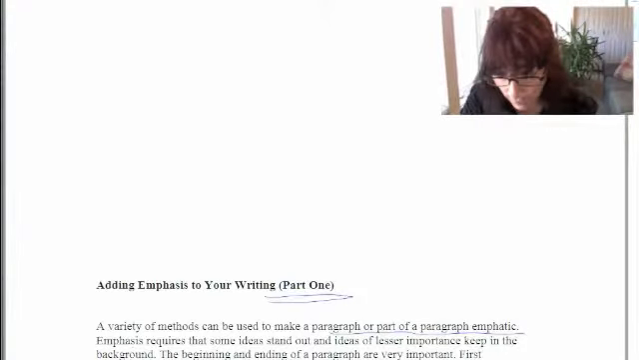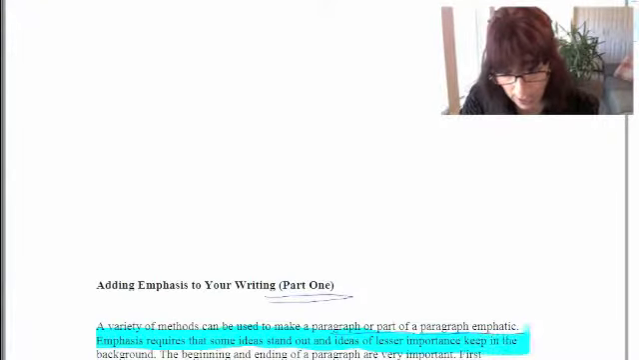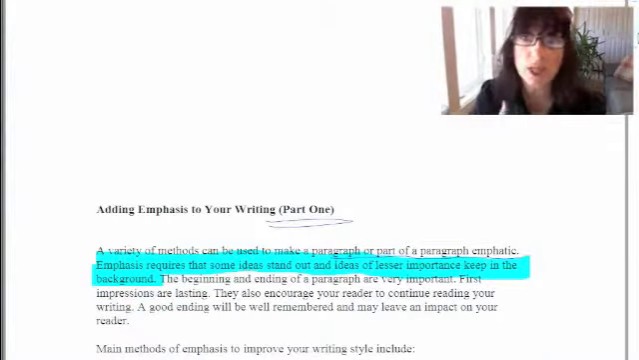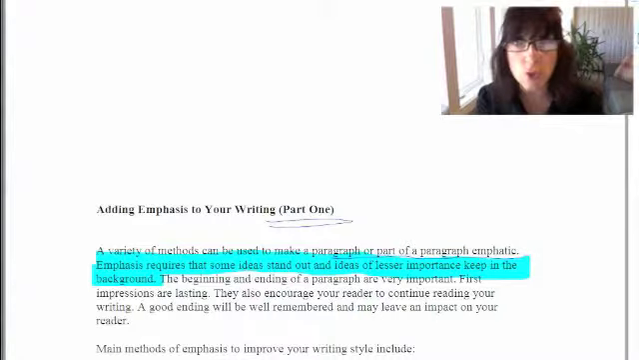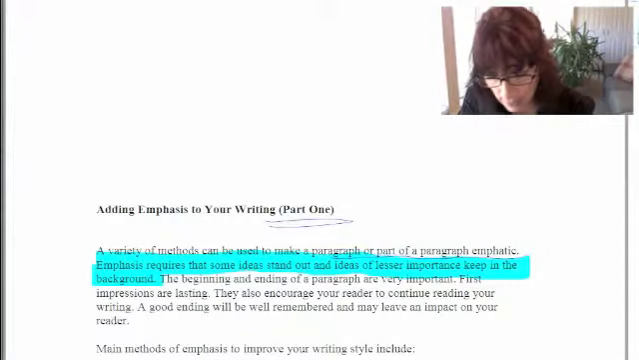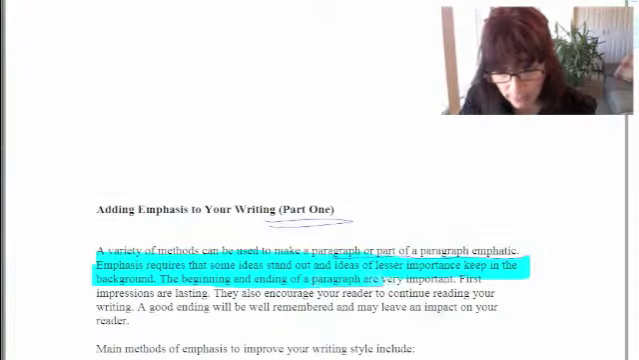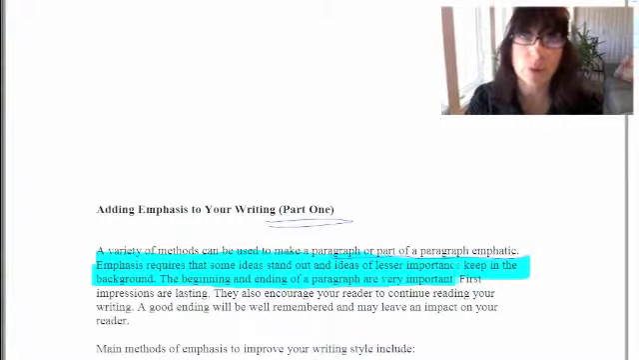Now, emphasis requires that some ideas stand out and ideas of lesser importance are kept in the background. So sometimes you have to decide which ideas you want to showcase and which you want to not be as strongly emphasized. Now, keep in mind that the beginning and the ending of a paragraph are always important.